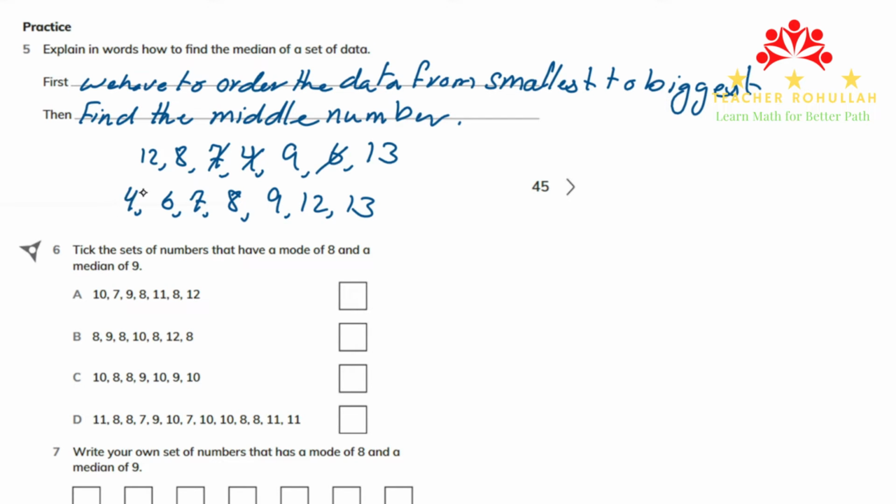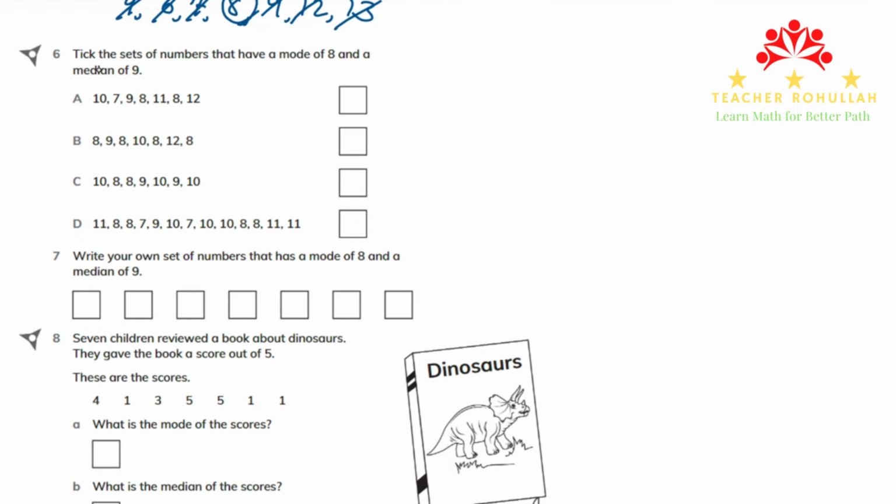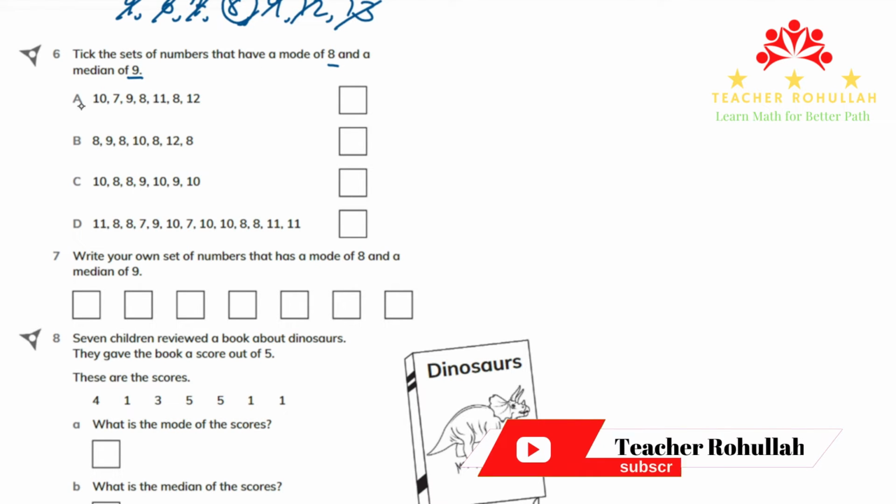Once we are done ordering, we can find the middle number. How can we find? We cross from both sides until we have a number lying in the middle. The median here is 8. This is how we can find the median of a set of data. So question 5 is solved. In question 6, it says, tick the sets of numbers that have a mode of 8 and a median of 9. So we have A, B, C, and D over here.